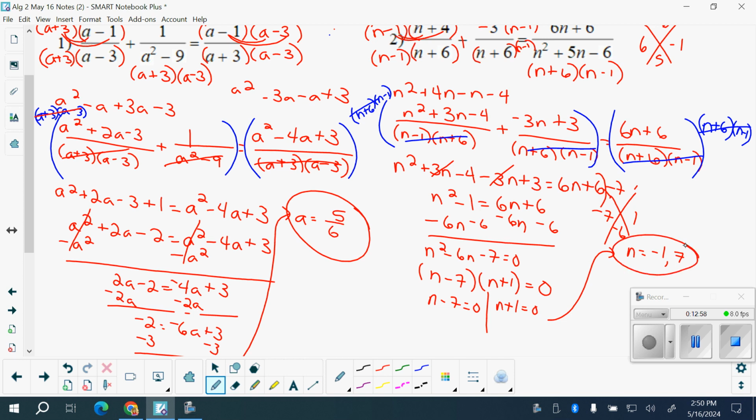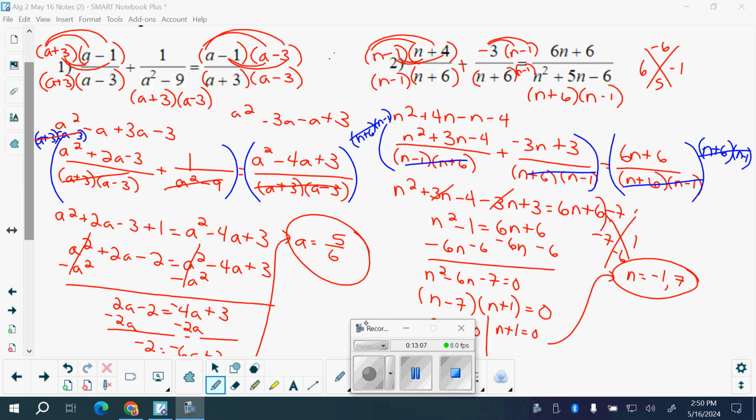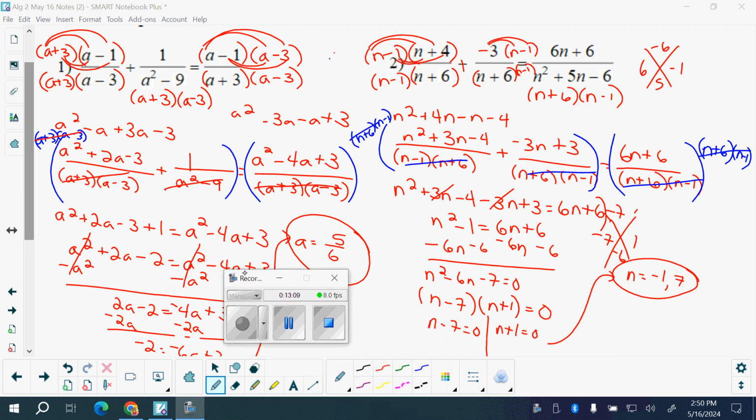Let's take a look at the original. Will that give us a 0 in the denominator at all?